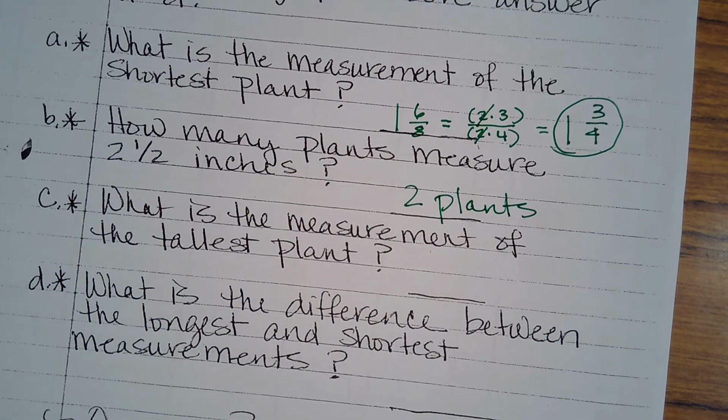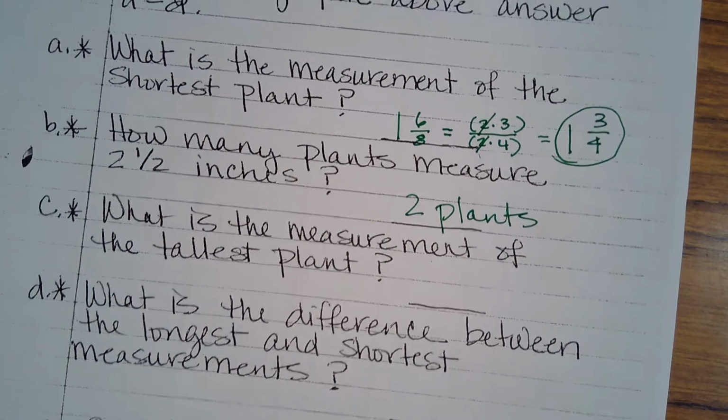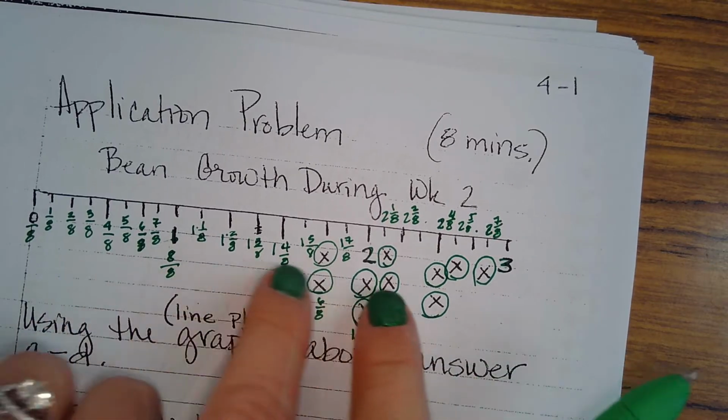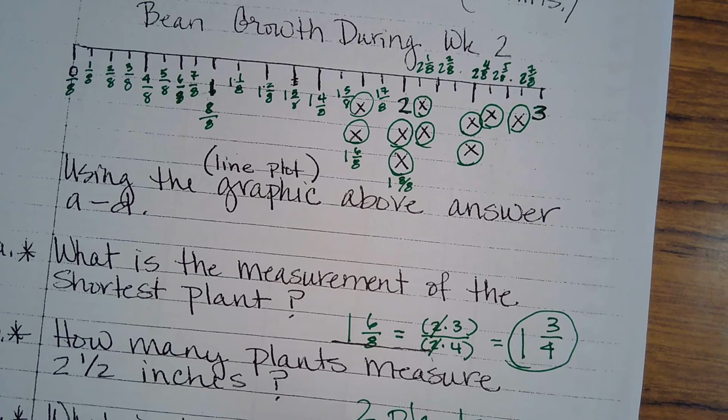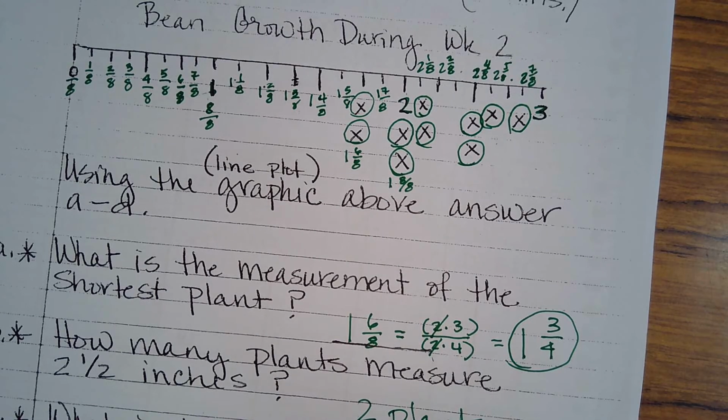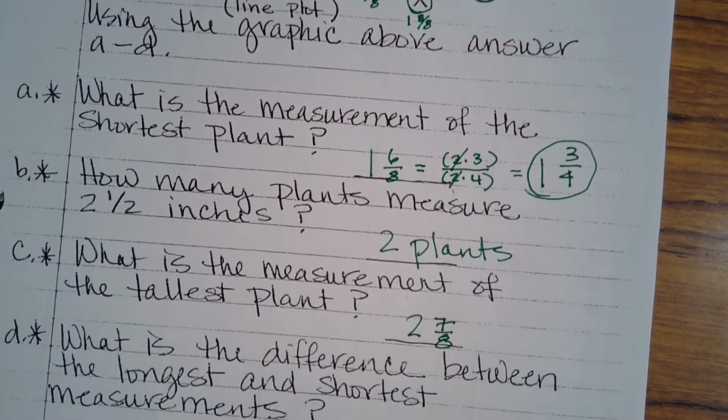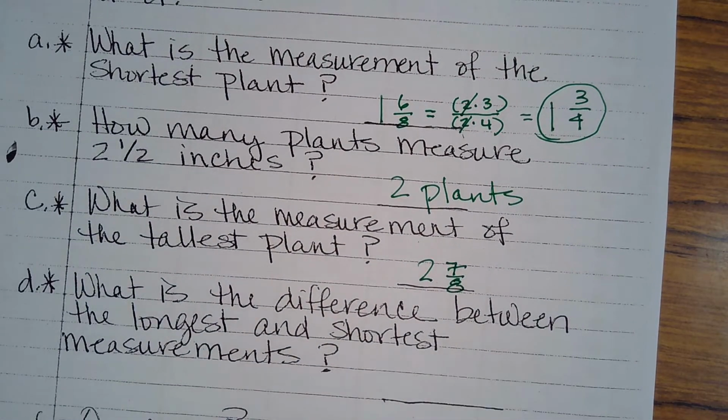All right. What is the measure of the tallest plant? So where is the tallest plant? What is that? It is 2 7/8. We don't know if those are inches or centimeters. Then what is the difference between the longest and the shortest?